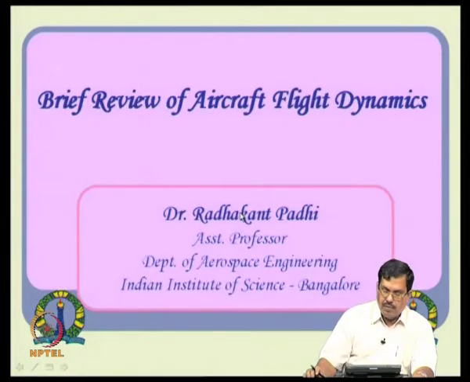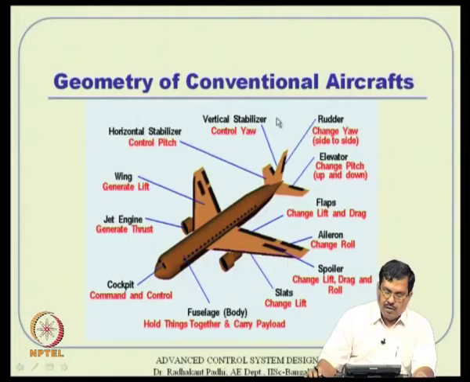So, let us see a brief review of aircraft flight dynamics. We have studied all these things before, and this is just a recapitulation. This is the geometry of a conventional aircraft. You will see that there are various subsystems on the aircraft, and each of the subsystems has its own role to play. The darkened lines that you see there are movable parts, not fixed parts. By moving these surfaces up and down, you essentially change the aerodynamics around the surface, and hence generate additional forces and moments, thereby you control the aircraft.